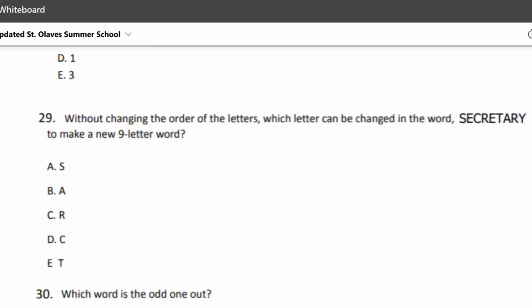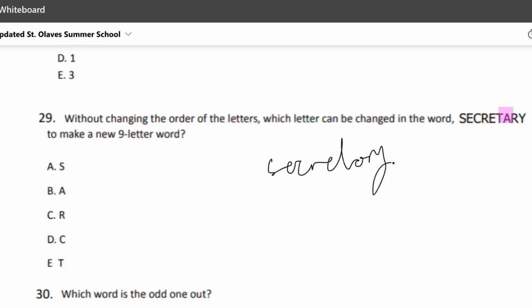So in 29, we can change the letter A to get the word secretory, which is something that secretes fluids or something like that. So we have to change A.